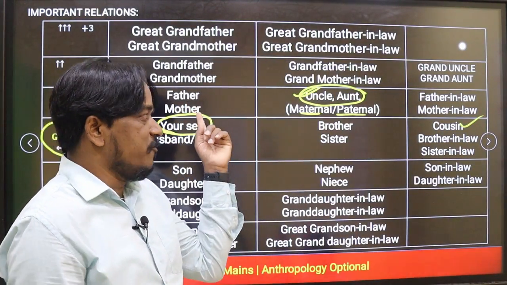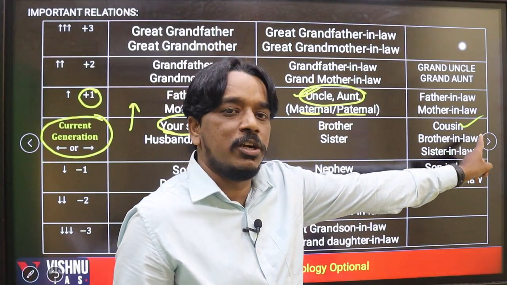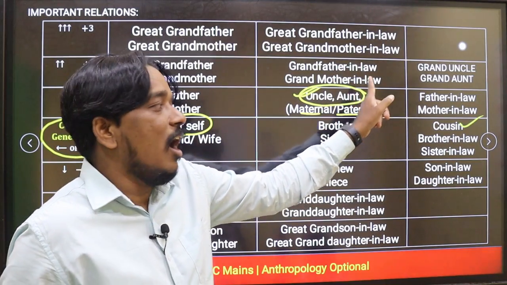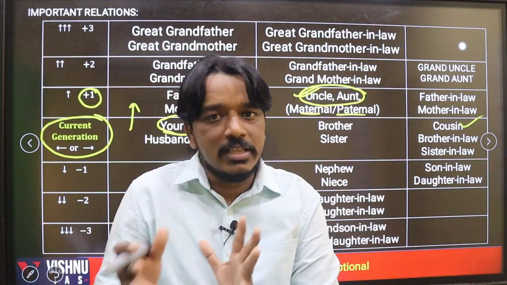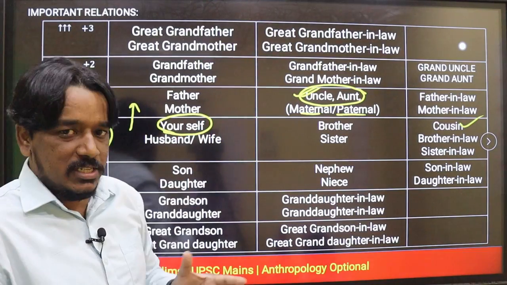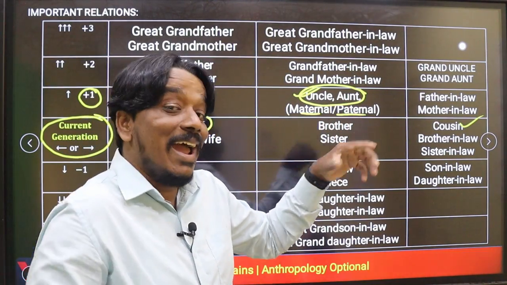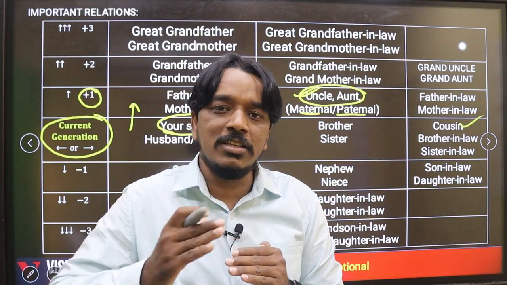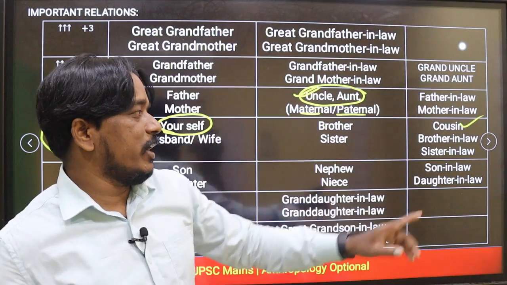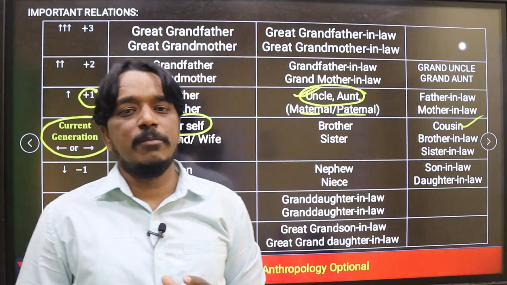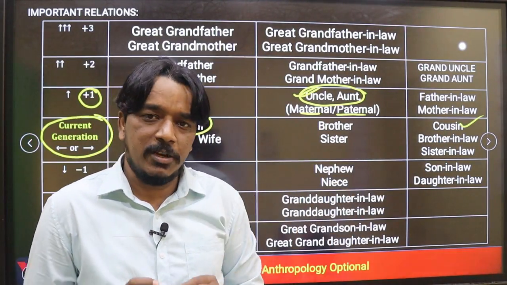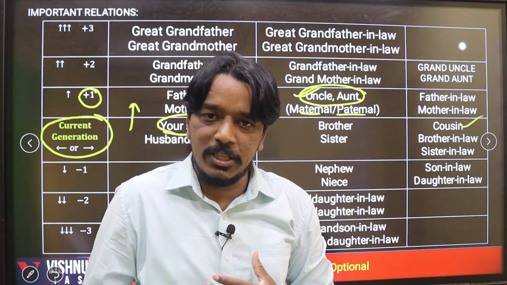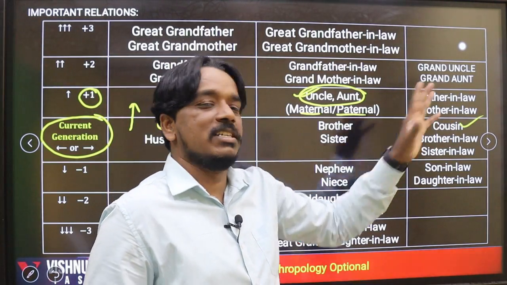For example, my father's brother's son and daughter we can take as cousins. Similarly, my father's sister is an aunt, and the aunt's son and daughter we can take as cousins again. Similarly, your mother's brothers' and sisters' sons and daughters we can take as cousins. Simply, any uncle's or any aunt's son and daughter we can take as cousins. Sometimes in the exam you will find options like cousin brother and cousin sister also. If that child is male, you can take cousin brother; if that child is female, you can take cousin sister.